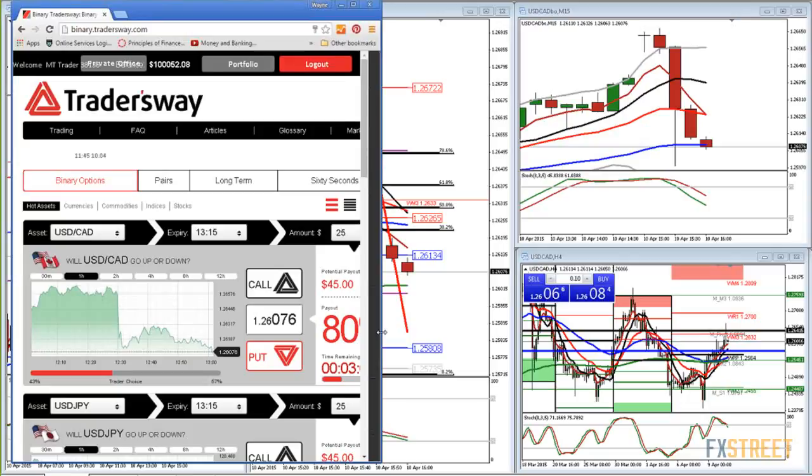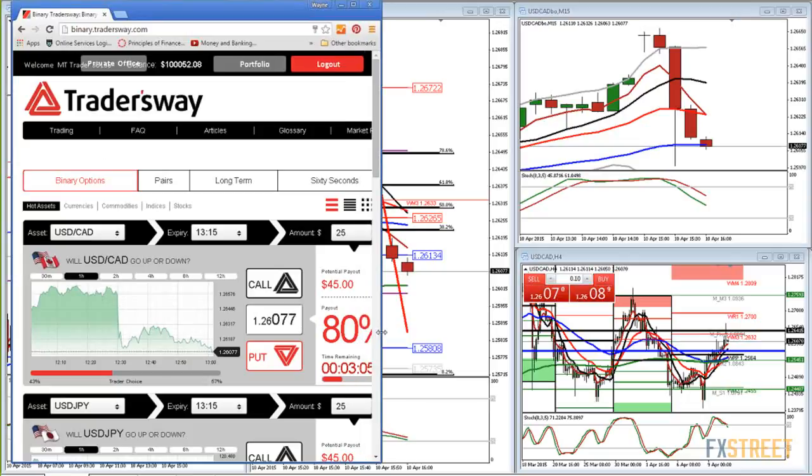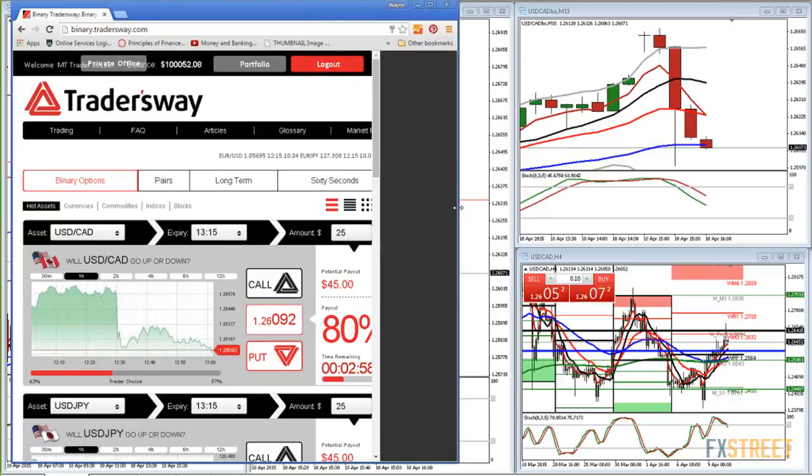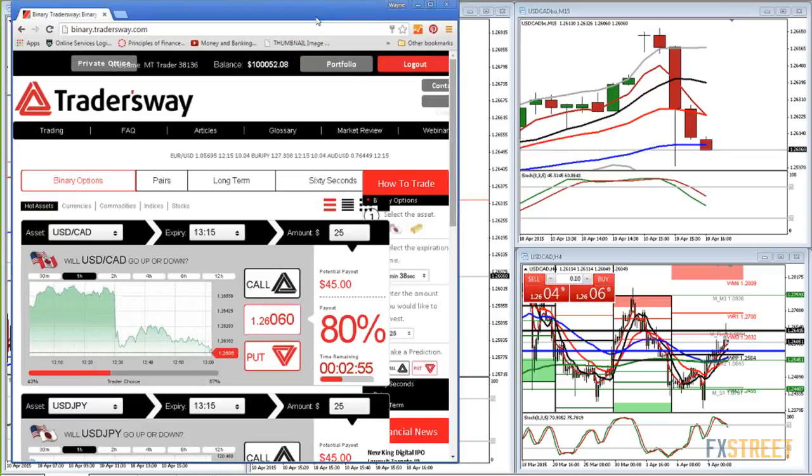So it's all sort of built in, right? There's no risk management. There's no moving stops. There's no stop placement questions. You're either right or you're wrong, and that's why it's called binary. So it's either going to expire worthless, or you're going to make money.